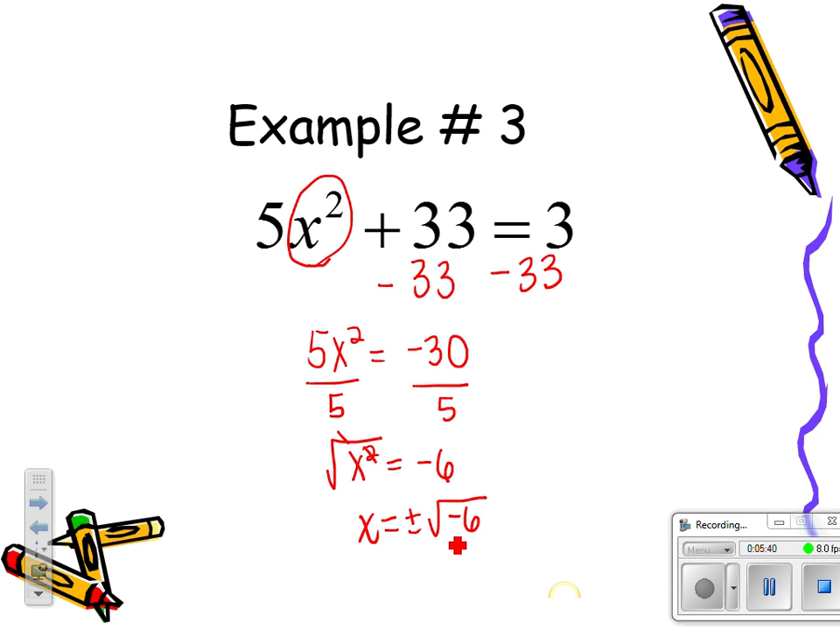But if I put that in my calculator, I will get a domain error, or no real solution. So we can never have a radical that has a radicand that's negative. So no negatives allowed, therefore the answer is no solution.